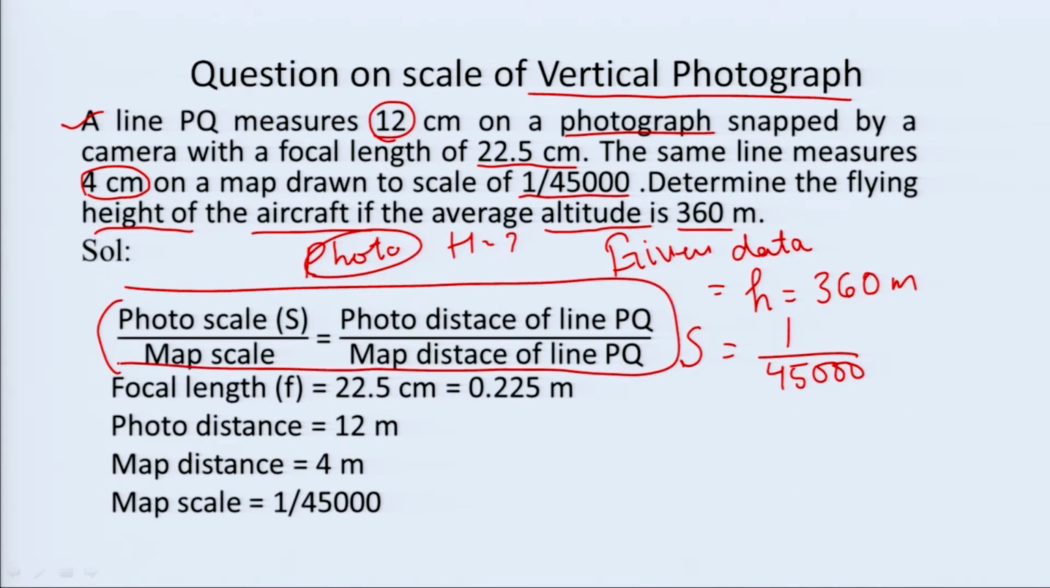for finding the photo scale, that is photo scale upon map scale is equal to photo distance of line PQ upon map distance of line PQ. Focal length is given 22.5 centimeter, converting into meter we get 0.225 meter. Photo distance is given 12 centimeter and map distance is given 4 centimeter, and map scale is given 1 by 45,000.